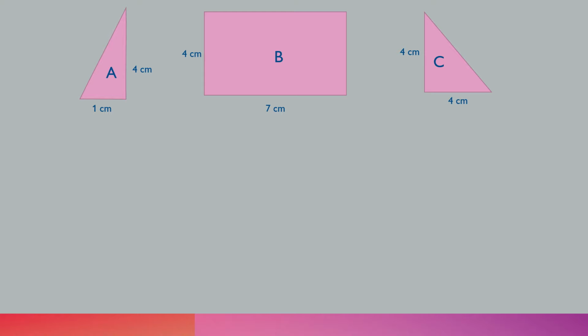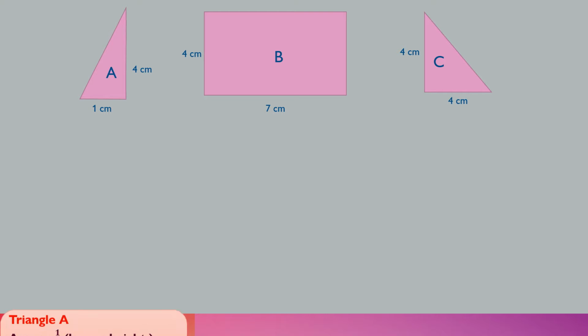Now let's find the area of these three figures separately. For each of these figures, the height is 4 centimeters because the height of the trapezoid is 4 centimeters. But the base of each figure is different. So triangle A has base 1 centimeter, rectangle B has the base 7 centimeters, and triangle C has the base 4 centimeters. Remember that when you add these three bases, your answer should be 12 centimeters, the lower base of the trapezoid. Now I'll use the formula to calculate the area of both triangles and rectangle.